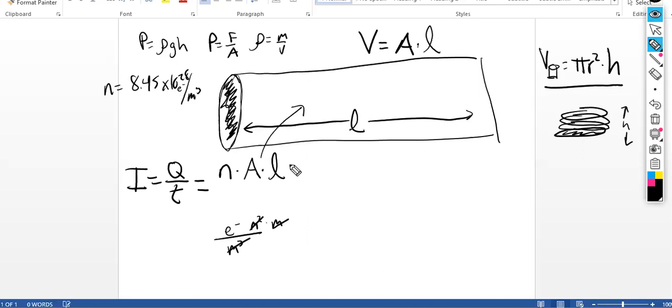What's the charge of an electron? Because here we just have a number of electrons. nAL gives us the number of electrons in our wire. That's the number density times the volume, nAL. But that's not a charge. What's the charge of an electron? Here we just have the number of electrons. Okay, what's the charge on each one of those?